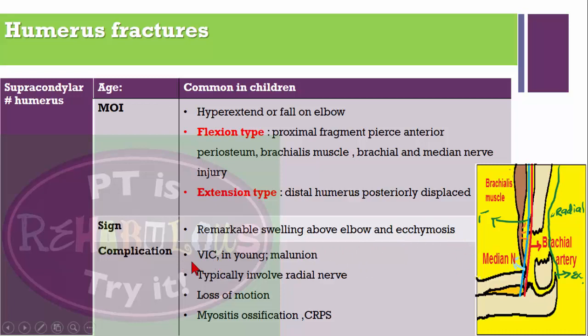There may be complications. If the patient is very young, malunion is very common, and Volkmann's ischemic contracture is also very common in young children. If it is an extension injury, it typically involves the radial nerve. Loss of motion is also a complication of humerus fracture, and myositis ossificans and chronic regional pain syndrome are also common complications of supracondylar humerus fracture.